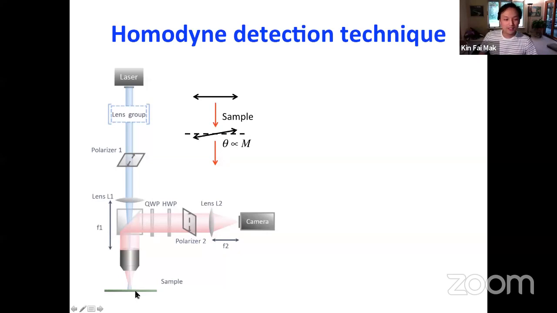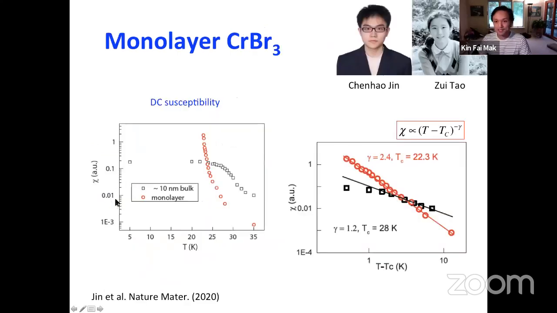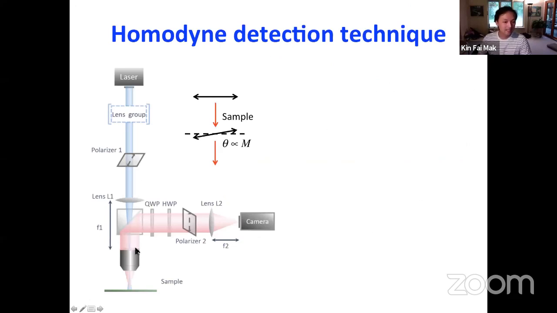But if you are interested in doing Kerr rotation measurements in your lab, you may have figured it out: whenever you use a large numerical aperture objective, it tends to distort the polarization state of the incoming light a lot. Okay, so that's the fact. And what our postdoc Chen Hao Jin and our graduate student Zui Tao came up with is a clever technique to use an extra lens to focus the light into the backside of the objective. And effectively speaking, we are using a very small numerical aperture to shine onto the sample.